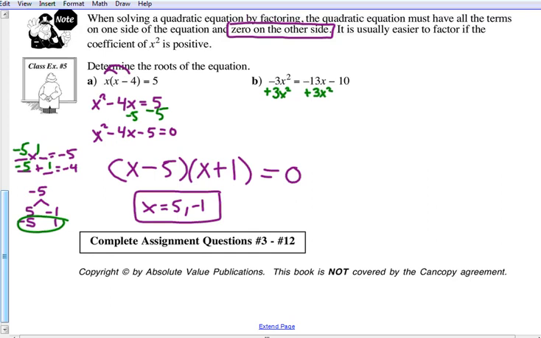Could you just go right to it? No, we have to have one side equal to 0. Could you go just straight to writing this? Yes, absolutely. You don't have to write +3x squared plus 3x squared. Now that you guys are getting more confident in your math, I would hope that you would get to that level where you could just do that. And there's nothing wrong with that, but it's okay if you don't.